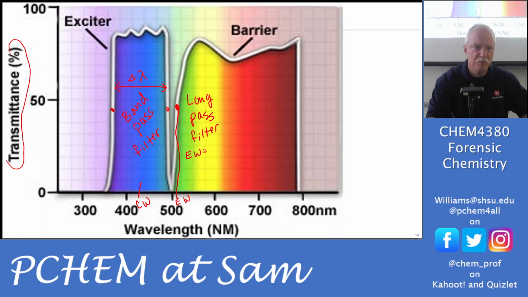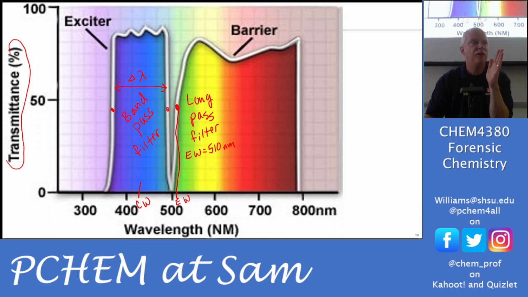EW equals, well, we'll say 510, okay, nanometers. So you tell the edge wavelength, that's what EW stands for, and then you tell which side of that edge wavelength is passing the light. So this is a long pass filter with an edge wavelength of 510. So every wavelength greater than 510 is going to be passed by this filter.